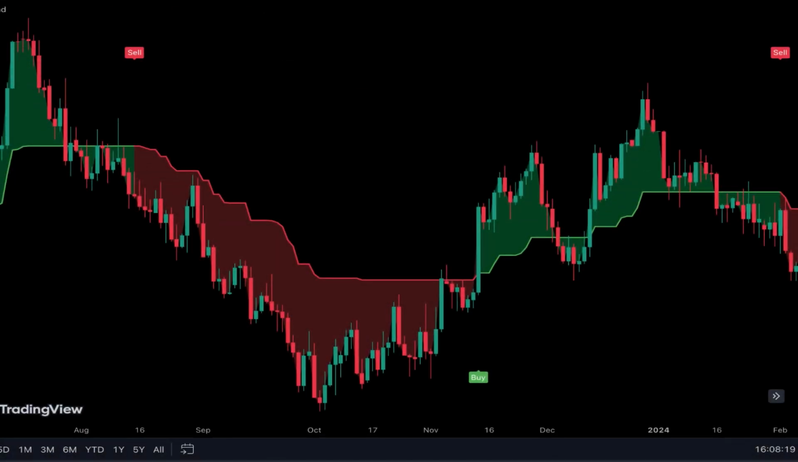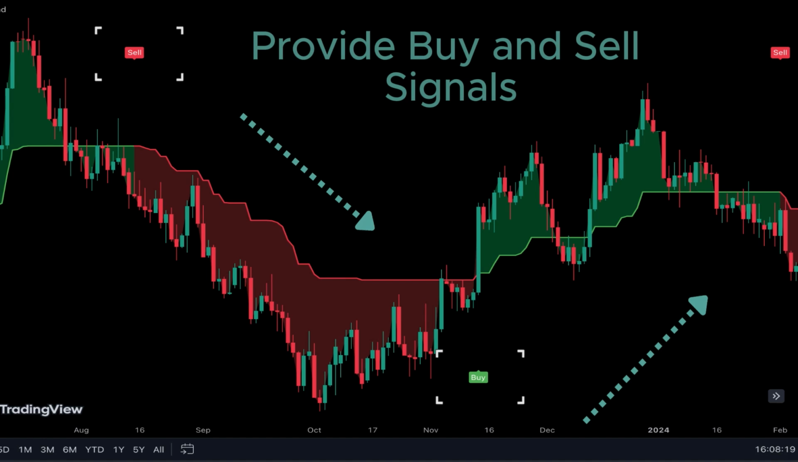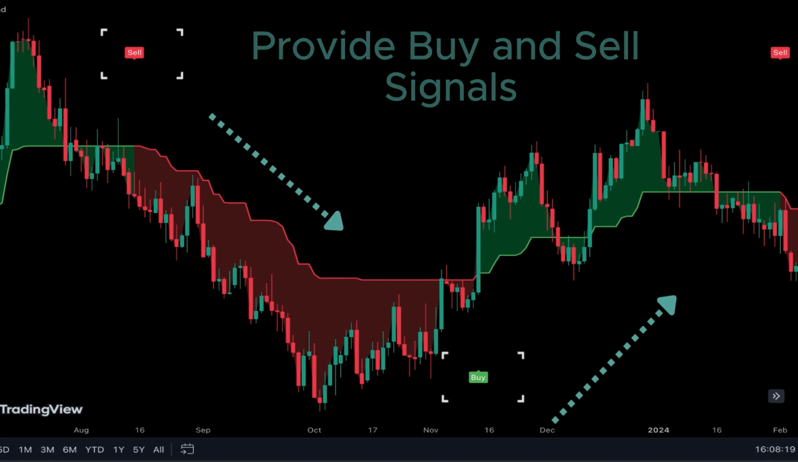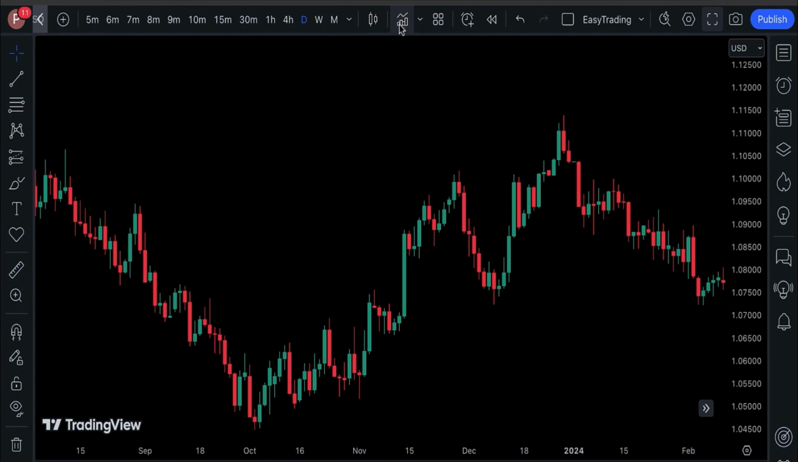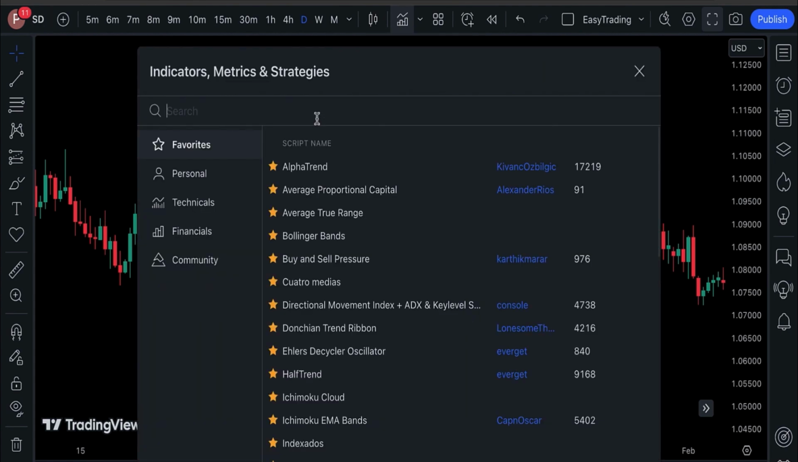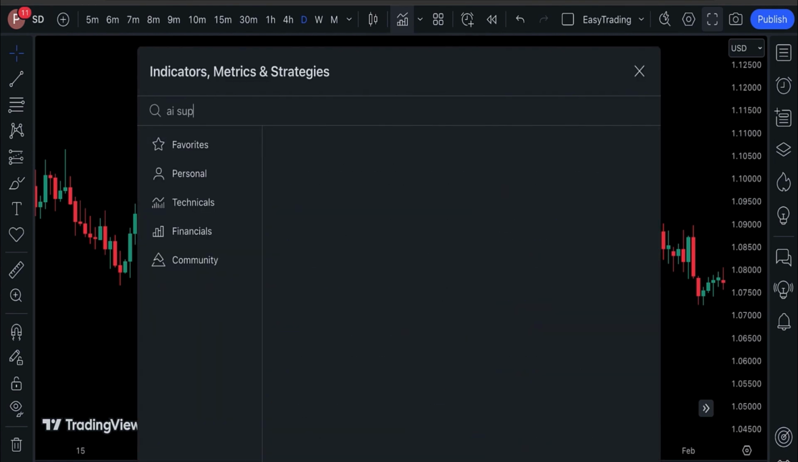The G-Channel Trend Detection Indicator is designed to identify the prevailing trend in the market. It provides clear buy and sell signals, making it easier to spot potential trading opportunities. Next indicator is incredible. It's the AI Supertrend Clustering Oscillator. Click on Indicators and add it.